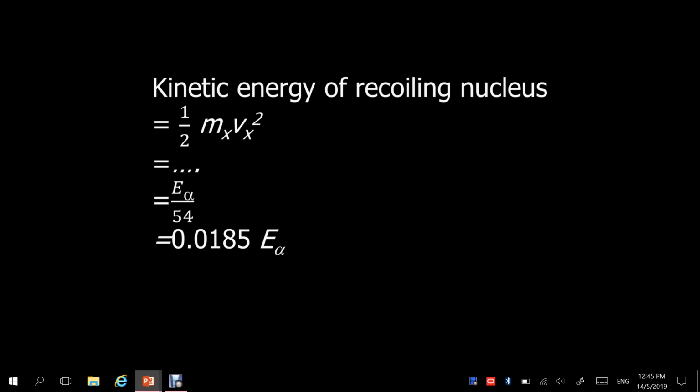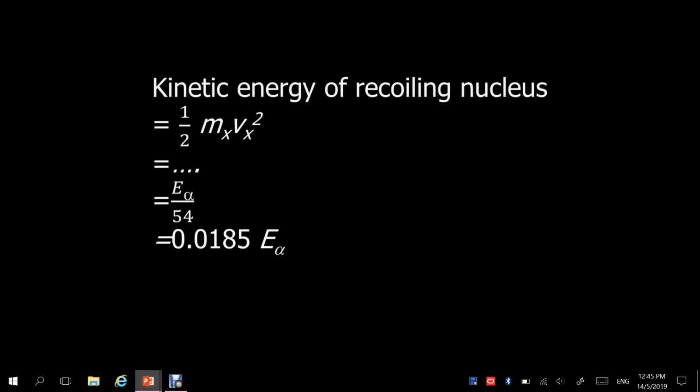So in an alpha decay, the kinetic energy of X as well as the alpha particle are in a fixed ratio. That's why the velocities of the alpha particles emitted all follow this. The velocity of all the alpha particles emitted are all the same, and therefore they all follow the same track.